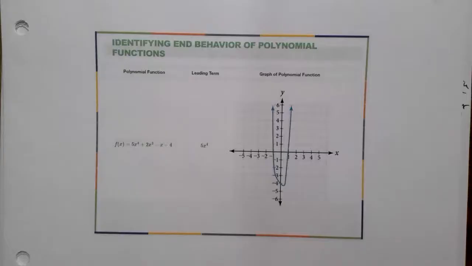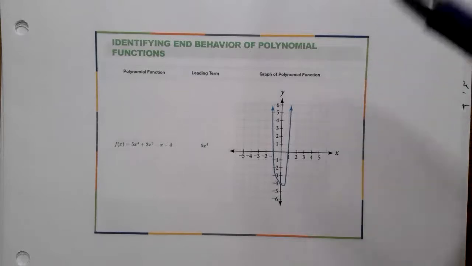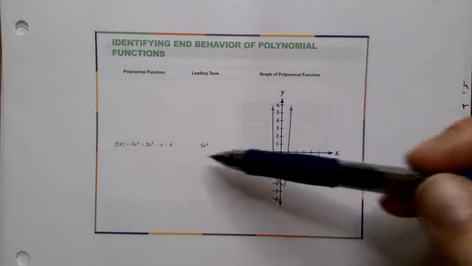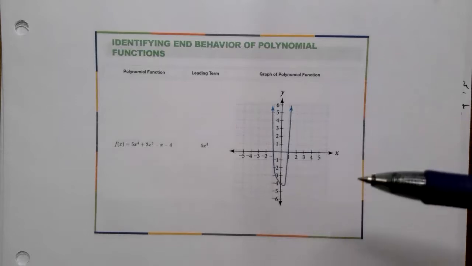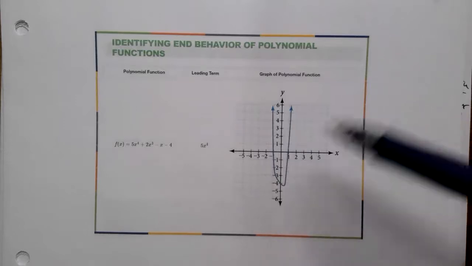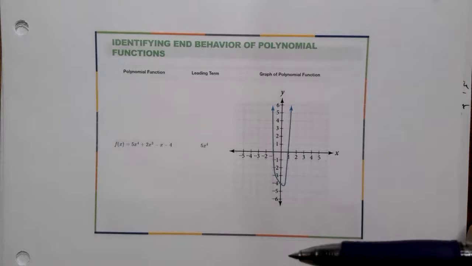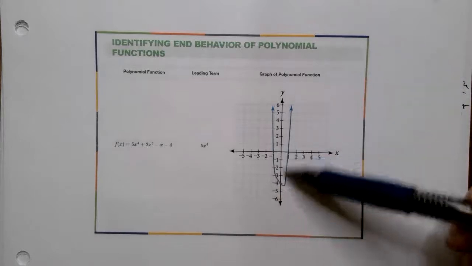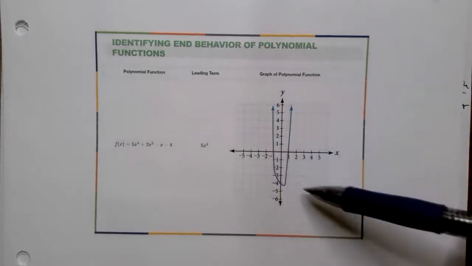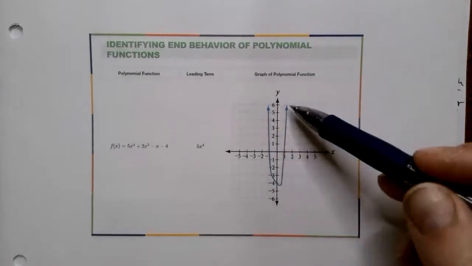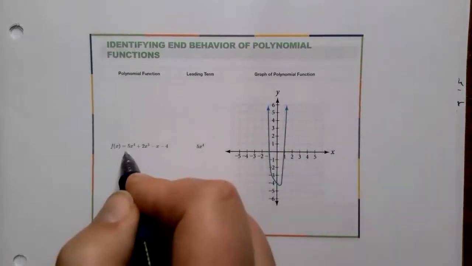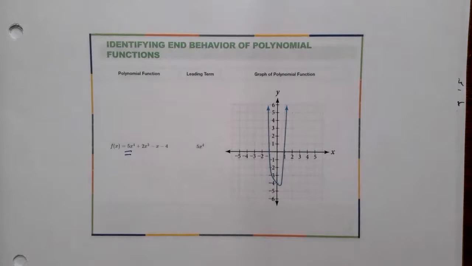Now, again, why is this so important? Because your leading term will determine the overall behavior of the function, or the end behavior. Basically, in the middle, the function could do some wiggles, right? But in the end, it will behave according to the leading term.